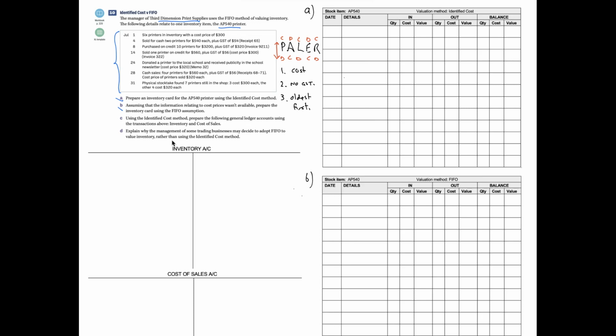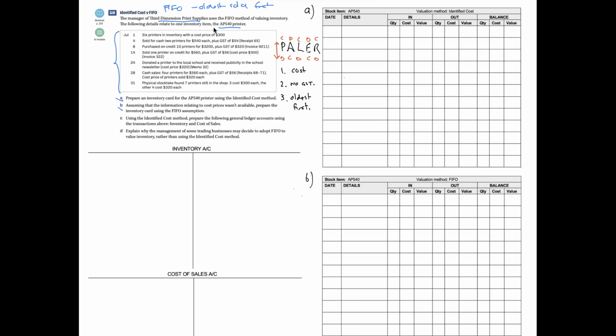The identified cost method and FIFO are 2 methods for valuing inventory and recording inventory coming in and out in our perpetual inventory system. FIFO is going to assume that the oldest goods are sold first, or oldest goods go out first. And identified cost means we know which one is coming in or out.